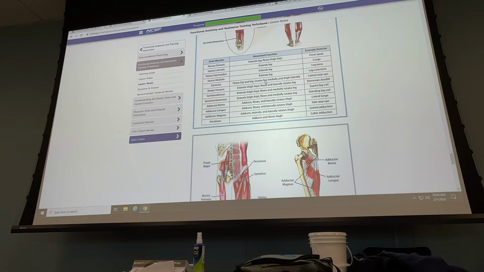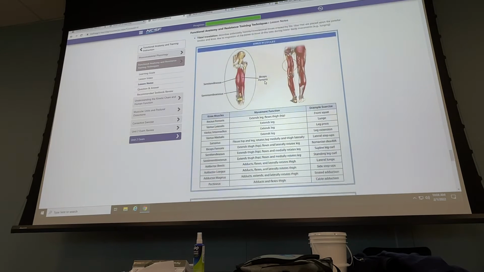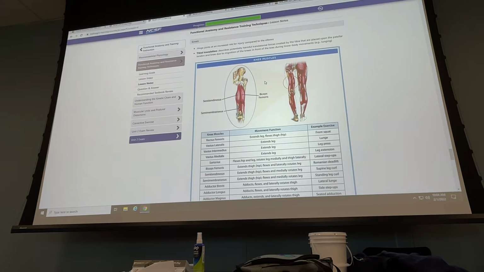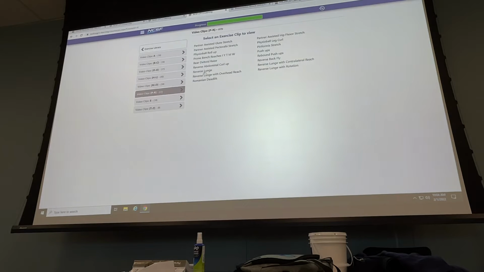Rectus femoris, that is your long rectus, meaning straight down. Femoris, right on the femur. That extends the leg, flexes the thigh and hip. Something like a front squat is going to get your rectus femoris. And see if we can see a front squat.